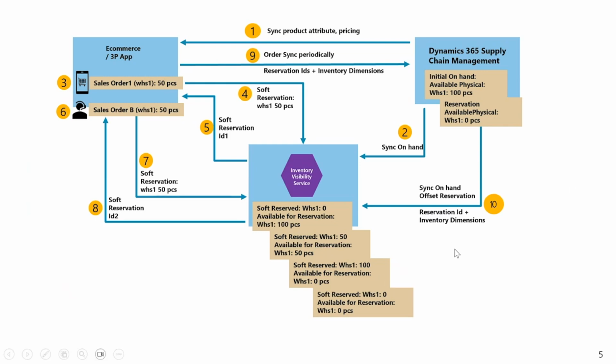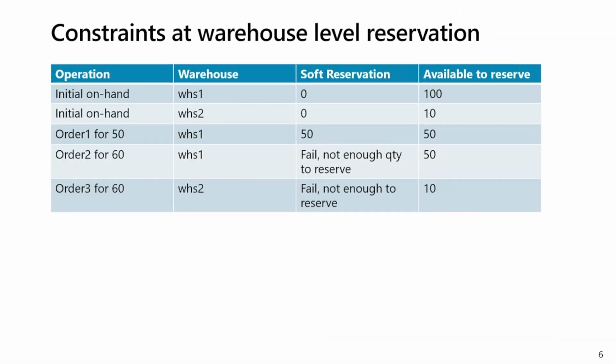So hopefully this flow gives you an understanding of the soft reservation capability in the inventory visibility service. Now, let us understand what the constraints are in this process and how soft reservation without site and warehouse will give us more flexibility to overcome some of these constraints. We will again take a similar example to the one we reviewed in the previous slide.